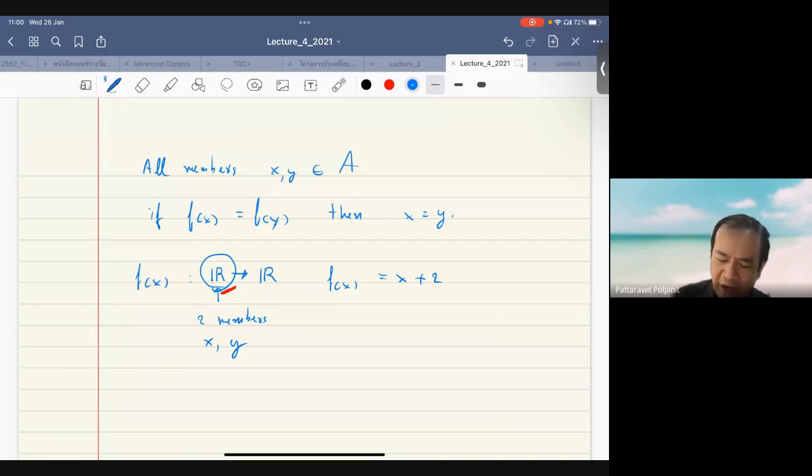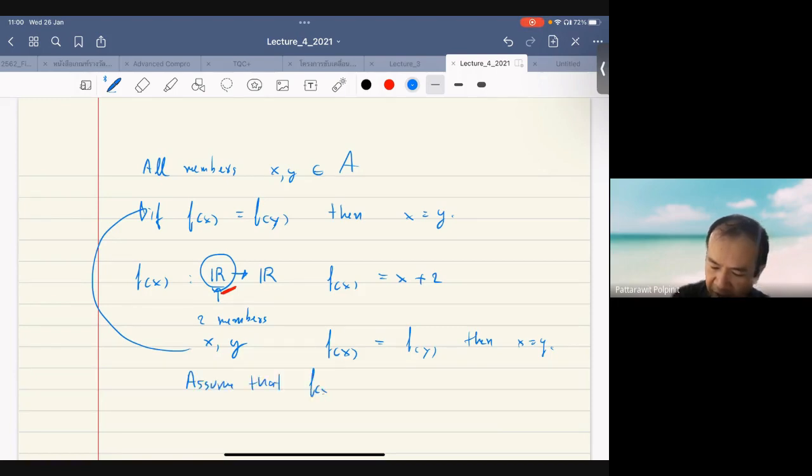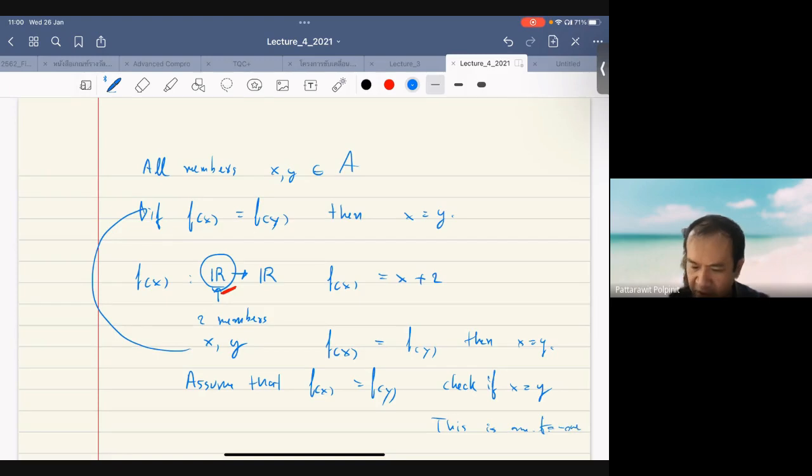Now you have to use the property of one-to-one functions, that if f of x is equal to f of y, then x is equal to y. This means that you have to assume that f of x is equal to f of y, and then check if x is equal to y. If it is equal to y, then this is a one-to-one function. That's how we're going to do it.